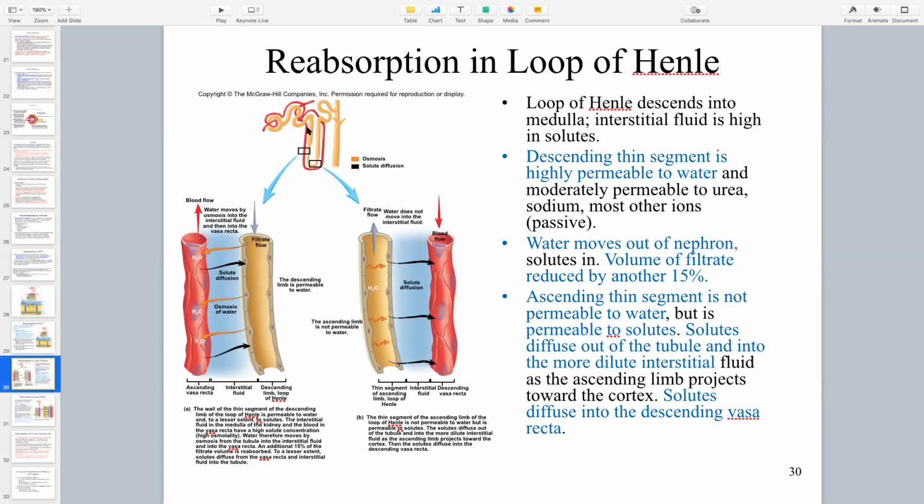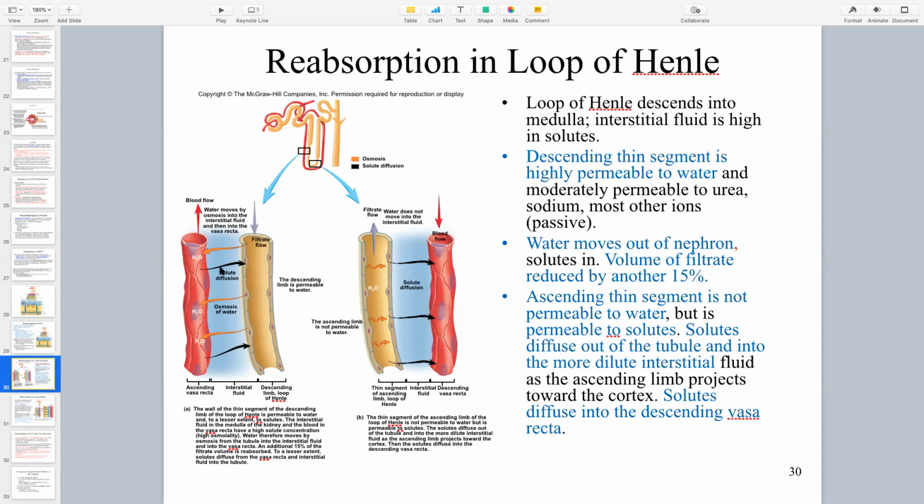Now what we're going to see is the descending limb is very permeable, especially the thin segment. That's what we're looking at here. The thin segment is going to be very permeable to water. And what we're going to see is water is going to move out on the descending limb. As water moves out on the descending limb, we stop and prevent sodium and salt reabsorption here. So what happens?